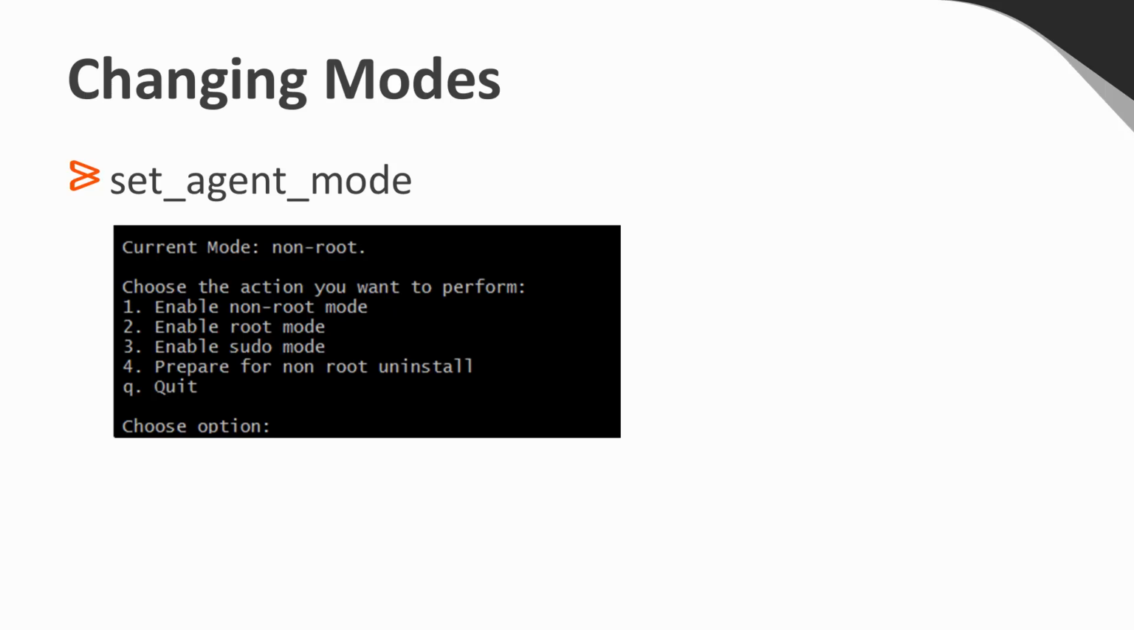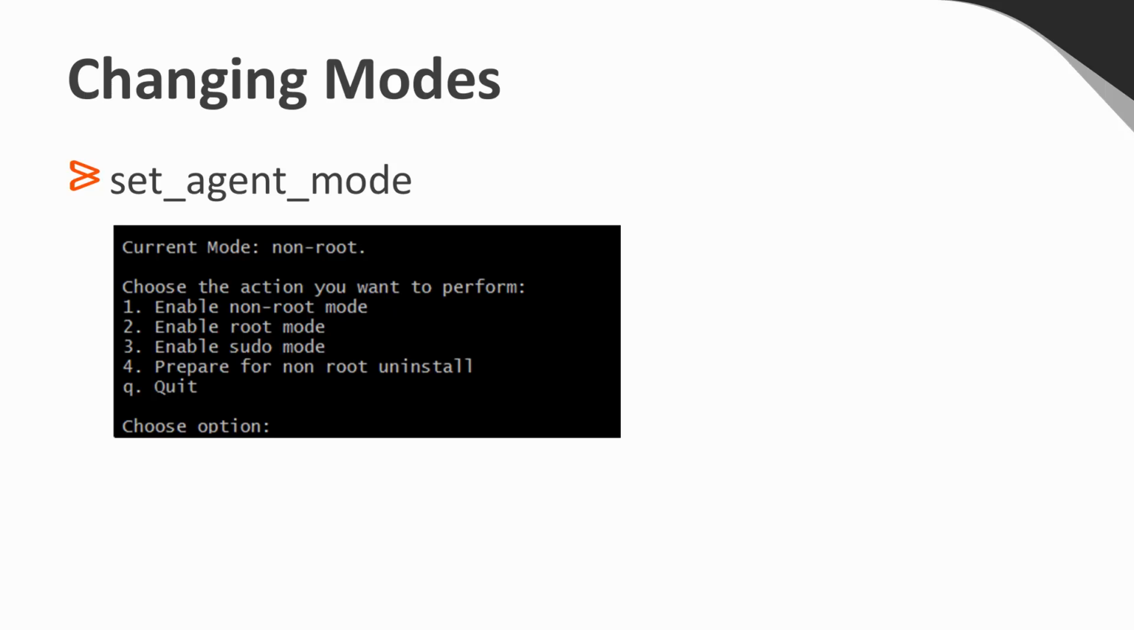To change between the modes, we're using the set_agent_mode script. Now, this has several options. In here, you'll notice you have enable non-root, root, sudo mode, and prepare for non-root install. Options 1, 2, and 4, non-root, root, and prepare for non-root install, must be run as root, because they require the change in ownership and mode on certain files, and that can only be done as root typically.